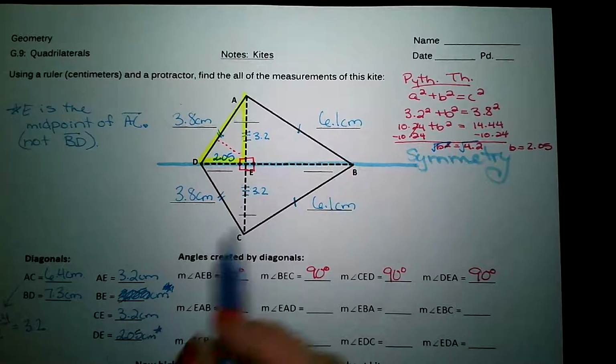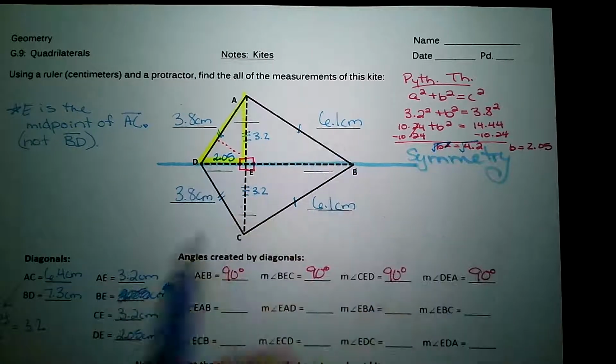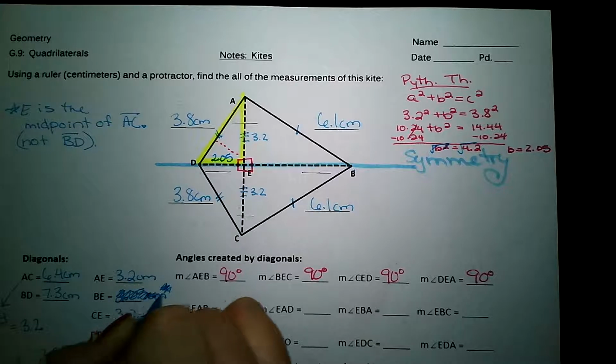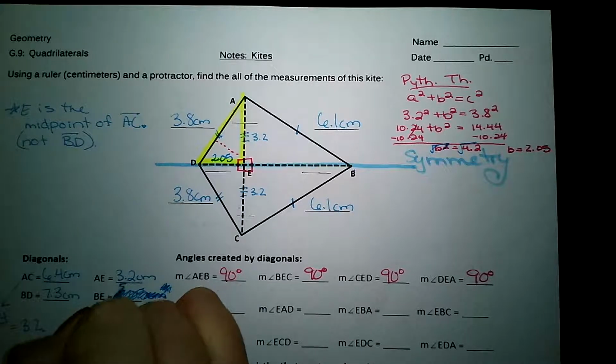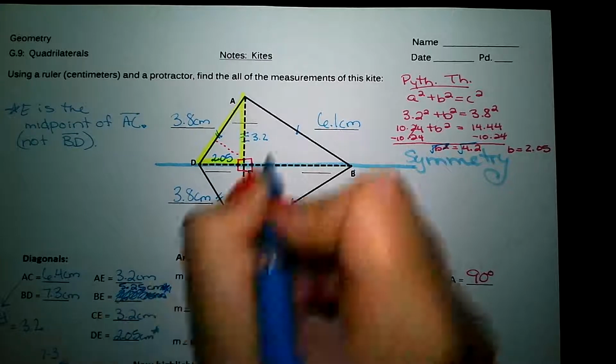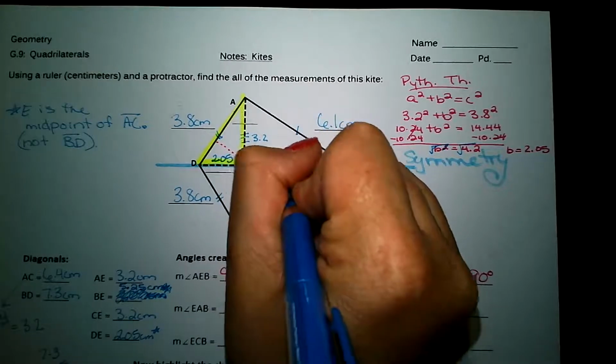Now, if I say all the way across from B to D is 7.3, and I used up 2.05 for ED, okay, do a simple subtraction here, and I'll have the other piece there as 5.25 centimeters for BE.